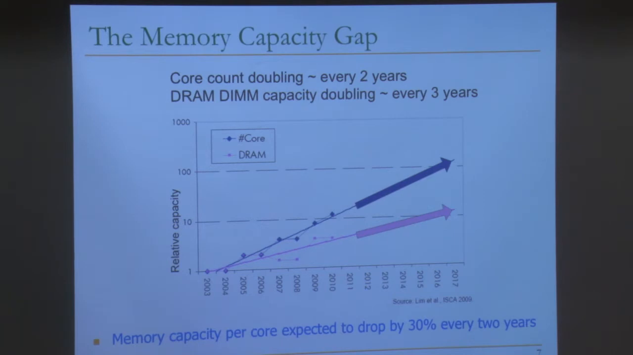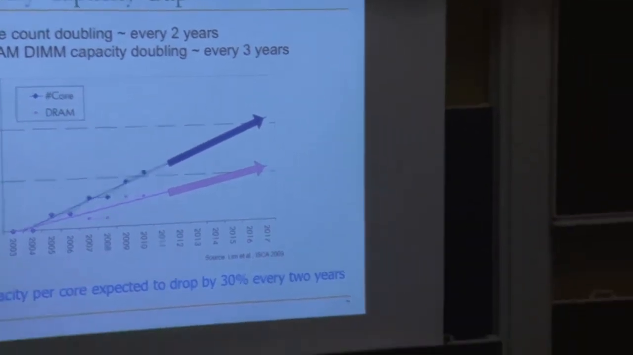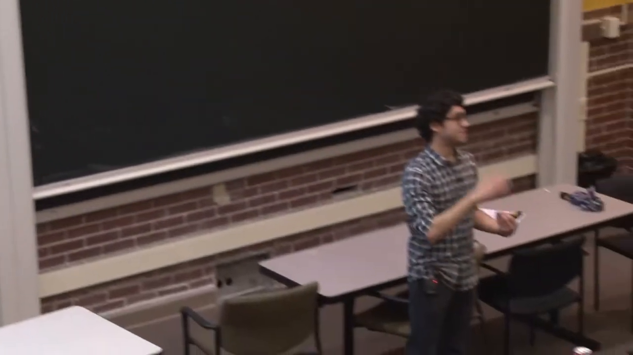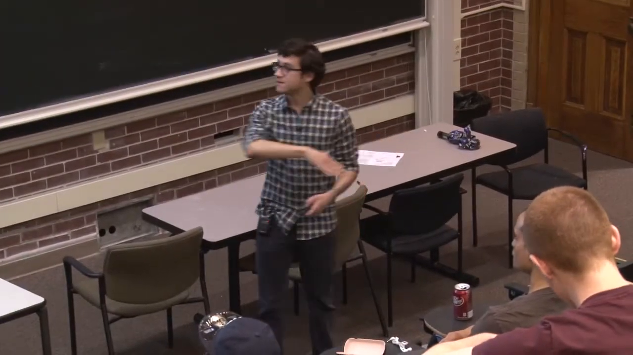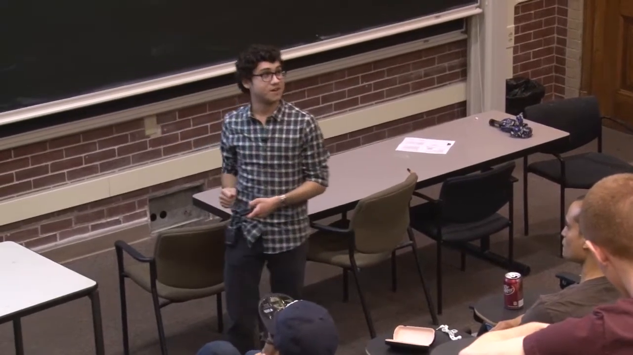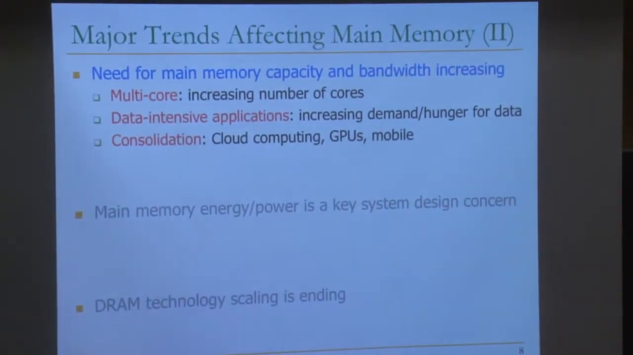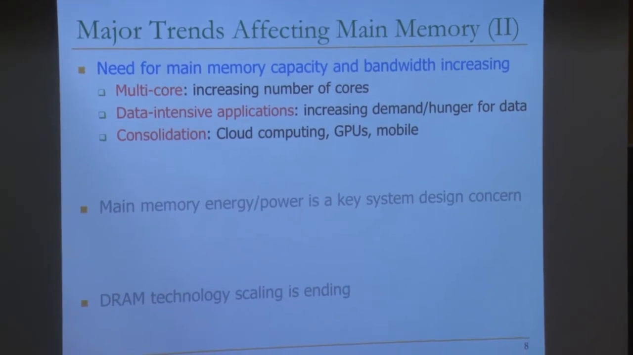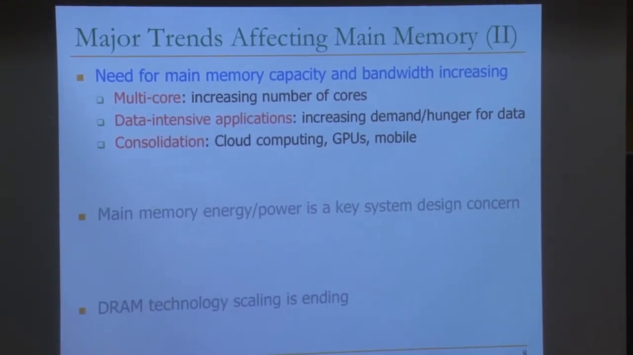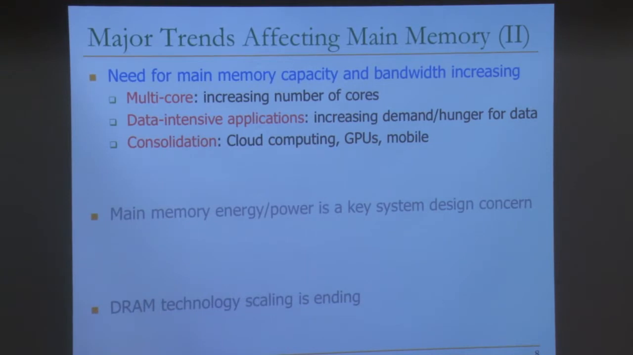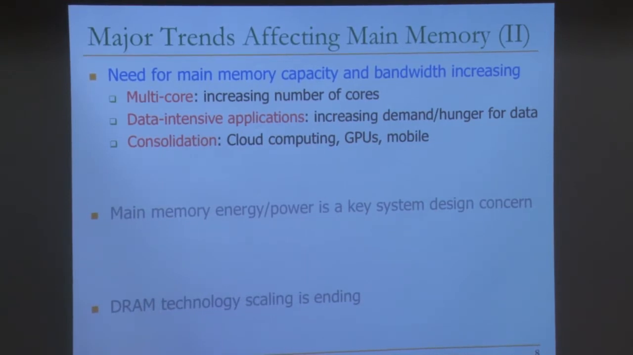So the rate at which we're adding cores that need a lot of memory to the system can't keep up with the rate that we can add more memory to the system. And furthermore, those cores are actually running programs now that are really, really data intensive compared to in the past. So this is a really big problem. We need to try and find ways to address this. Right, so at a high level, we need a lot more main memory capacity and bandwidth because we have multi-core systems, because we have these data-intensive applications, and because we have consolidation, putting multiple applications on the same machine.